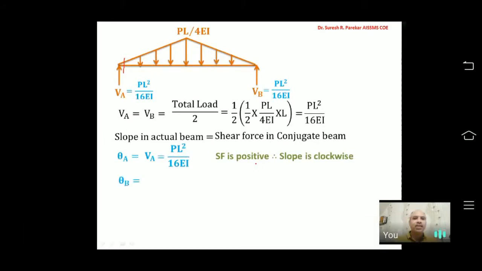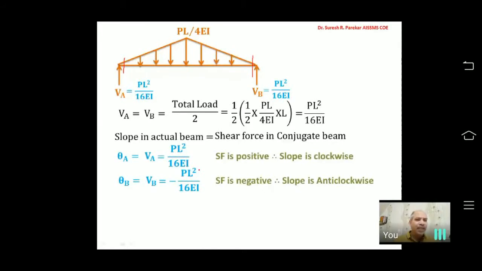Now you can see theta B. I will write it as VB, but that VB I have as minus. Why minus? Because if I consider a section and take the right part of this section, coming from the left side I would have to consider VA and the total load. Instead of this, I will consider the left part. And VB is upward, so I have the value as minus. It shows shear force is negative, so the slope should be anti-clockwise.